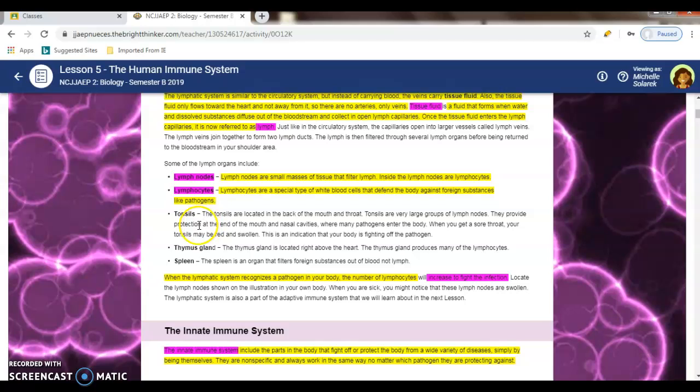We also have tonsils, thymus gland, and spleen. The spleen is an organ that filters foreign substances out of the blood, not lymph. The thymus gland is located right above the heart, and it produces many of the lymphocytes. And then tonsils are an organ in the back of the mouth and throat, and they are large groups of lymph nodes and provide protection in the mouth and nasal cavities.